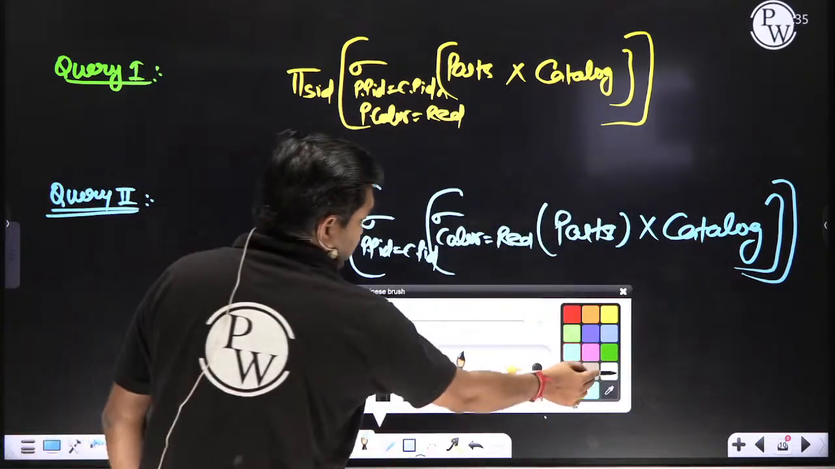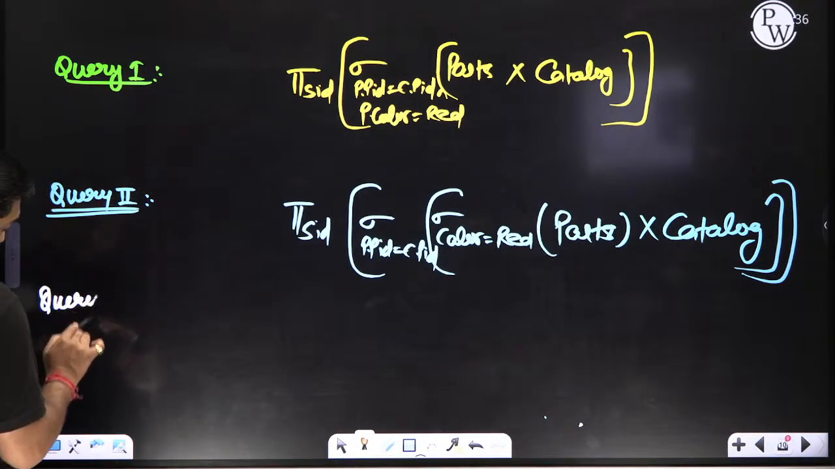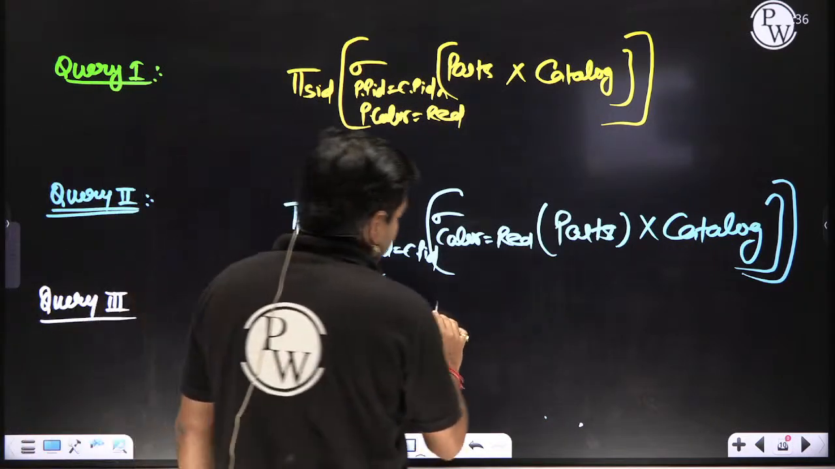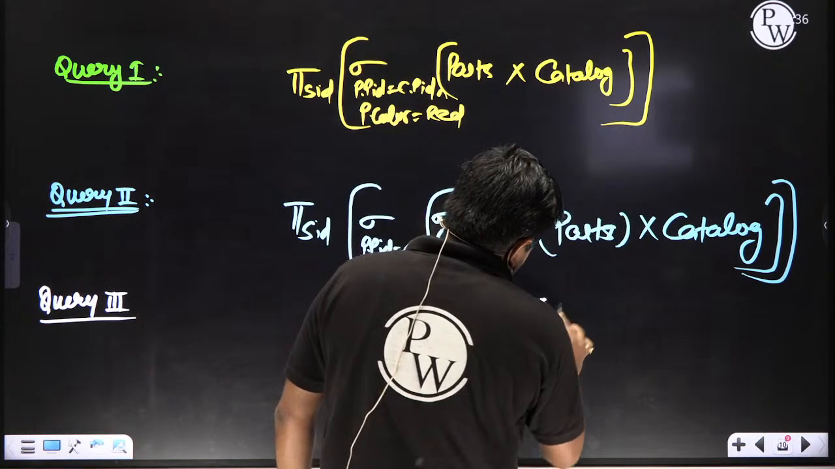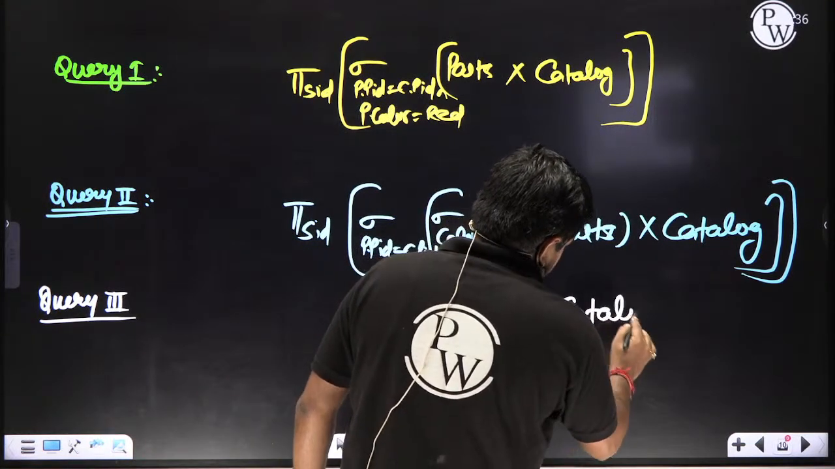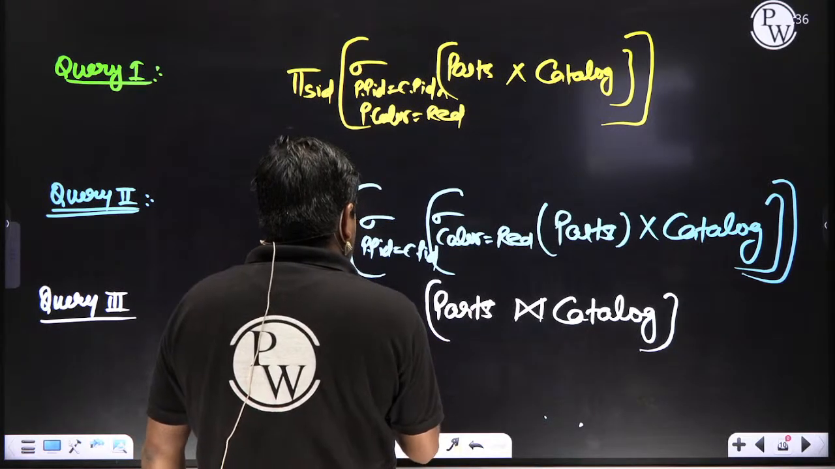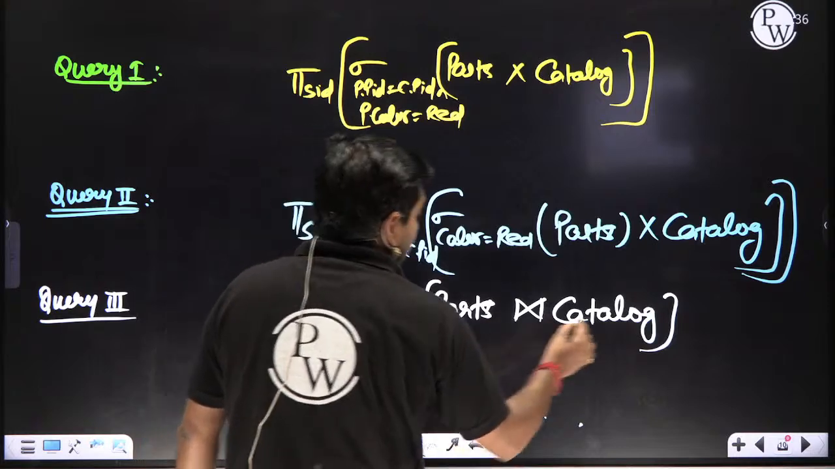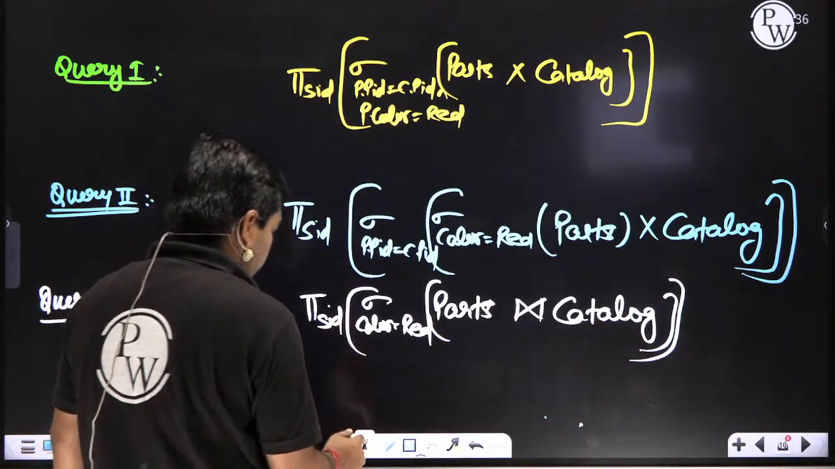Query number 3, what can I write? I can join the parts table and the catalog table, and the condition is color equal to red, and we have to find SID. This is query 3.